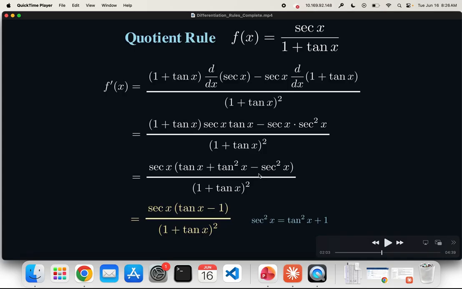So notice that secant squared is tangent squared plus 1. And so here we can make a simplification by noticing that if you do tangent squared minus secant squared, if I move things around, tangent squared minus secant squared is -1. So again, if I move the 1 to the left side here, move the secant squared to the right side, I get that this right here is just -1. Okay, all right, moving on.